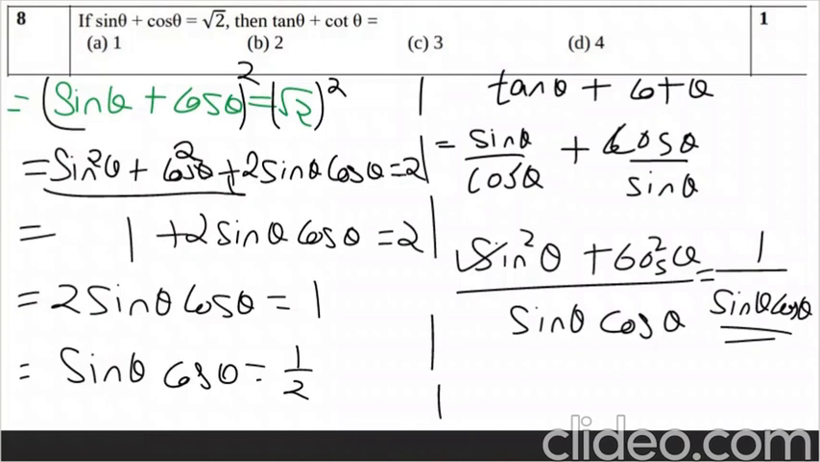1 by 2. 2 goes to the other side. Correct, that's what we were getting. So what will be my sine and cos? That will be nothing but 2. Correct. 1 goes to the other side, it will be 2. So the answer is B.